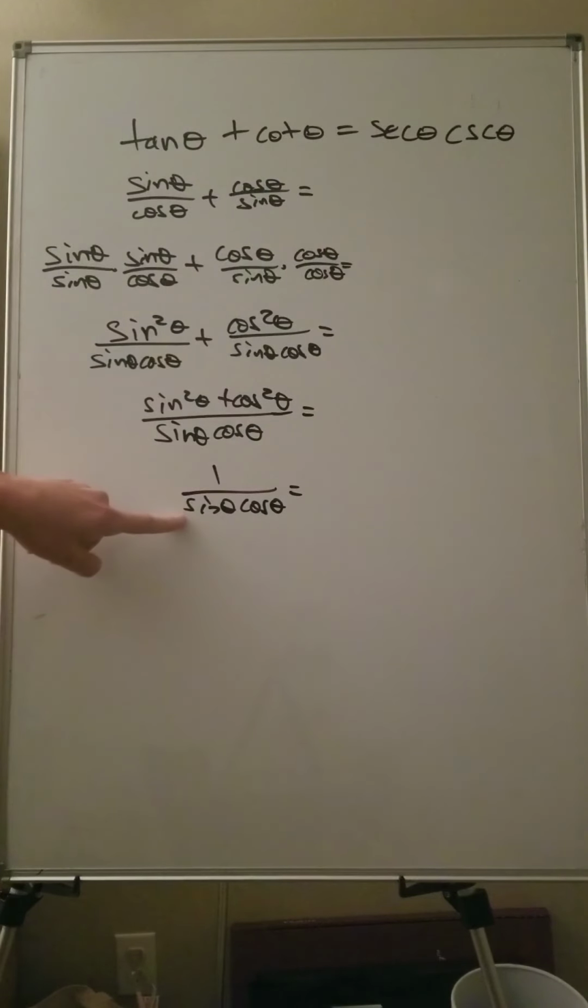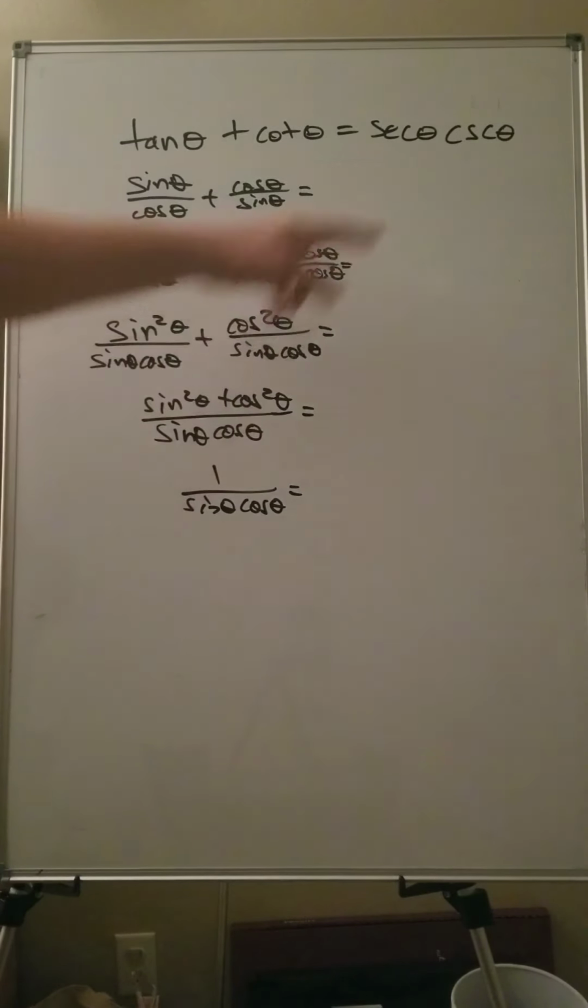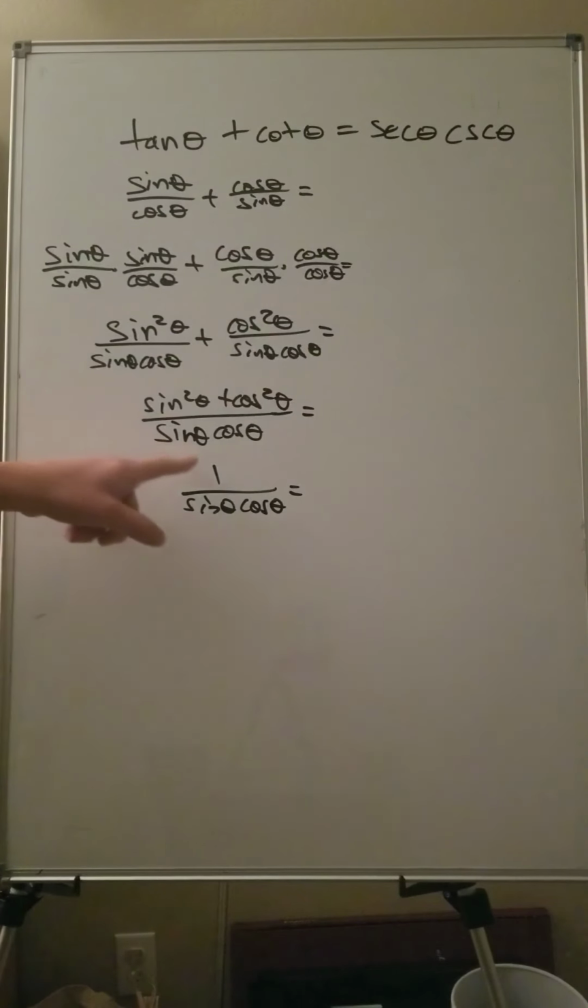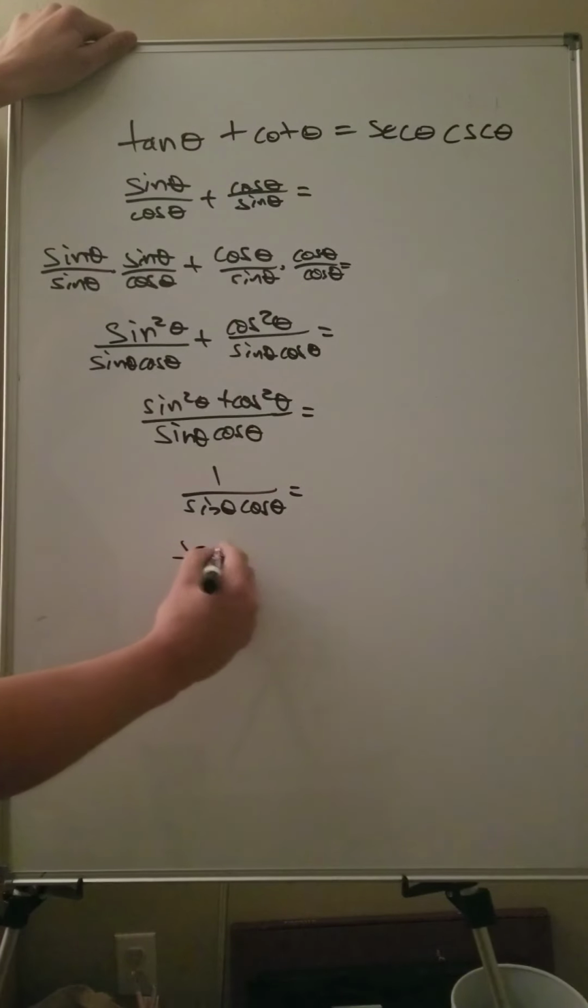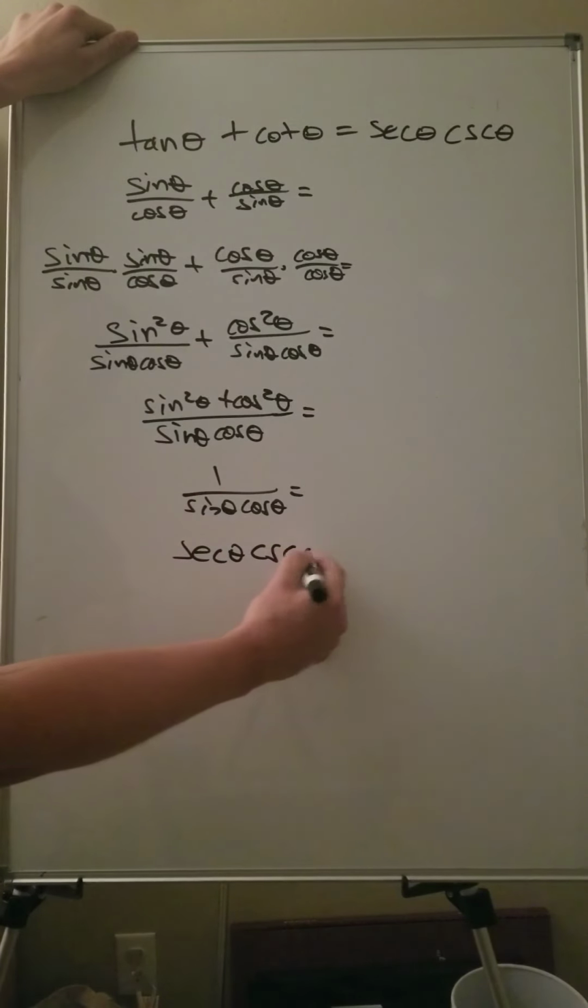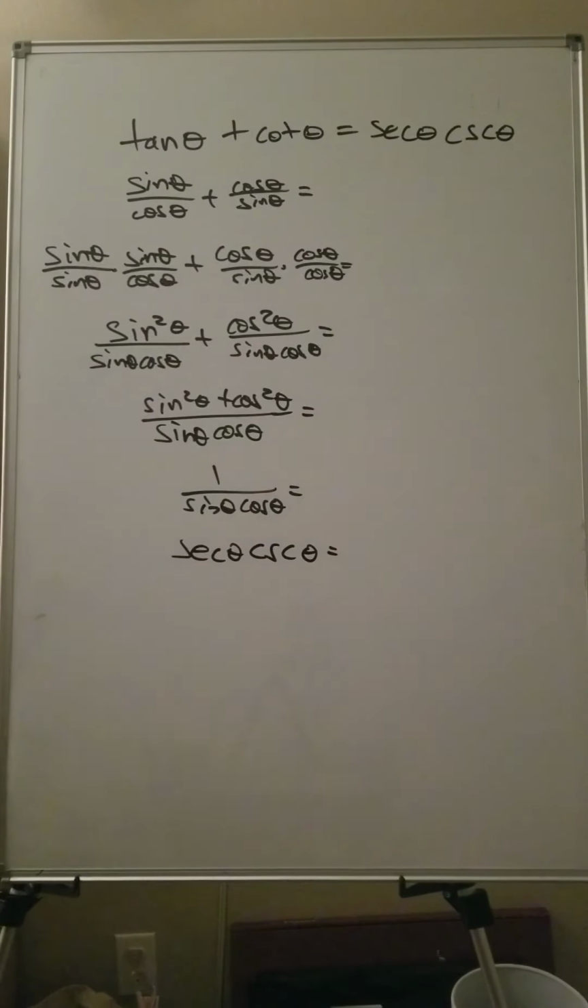Well, 1 over sine theta, that's just cosecant of theta. And 1 over cosine theta, that's just equal to secant of theta. So this expression is really the same thing as secant of theta cosecant of theta. Okay, so like I said, that was number 35. I'm going to do a couple more out of that assignment, and then we're going to move on to some other ones that you haven't even attempted yet.